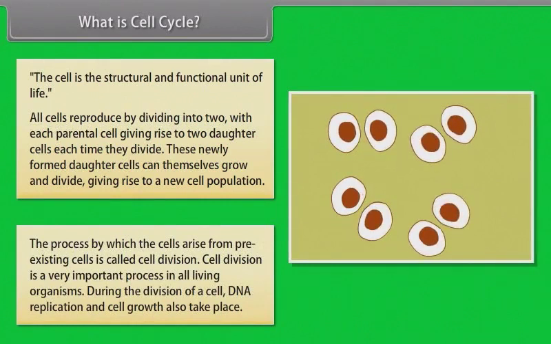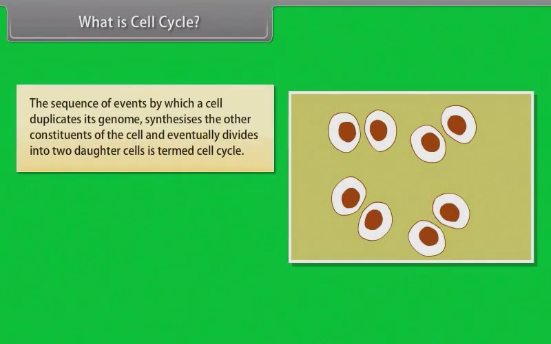Actually, it is a very important process and found in all living organisms. During the division of a cell, DNA replication and cell growth also take place. Now let us know the cell cycle. The sequence of events by which a cell duplicates its genome, synthesizes the other constituents of the cell, and eventually divides into new daughter cells is termed as cell cycle.